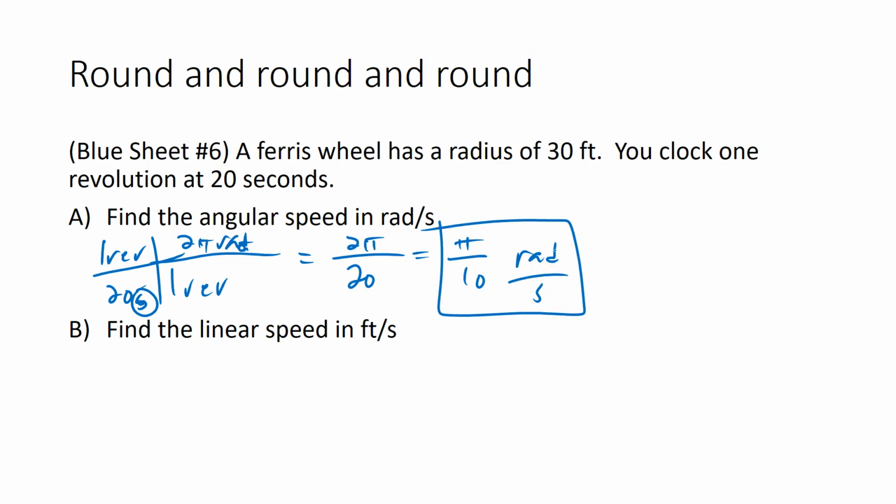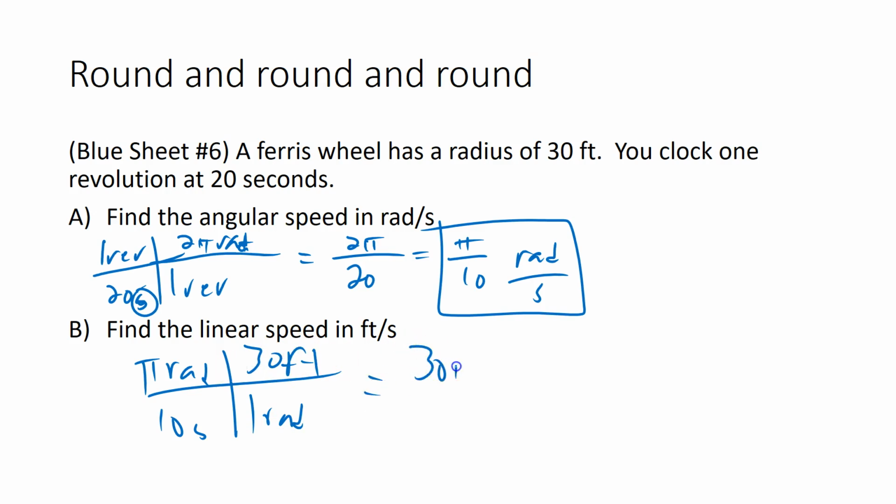Now they ask for the linear speed in feet per second. So I have pi radians in 10 seconds. I'm going to change this to feet. Remember, 1 radian is the length of the radius. That's 30 feet. So we have 30 pi over 10, which is 3 pi feet per second.